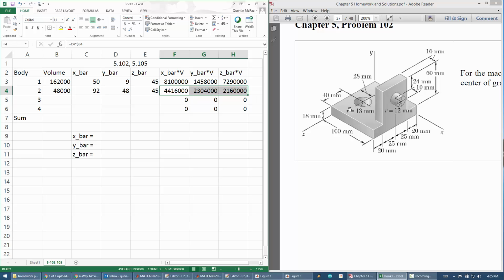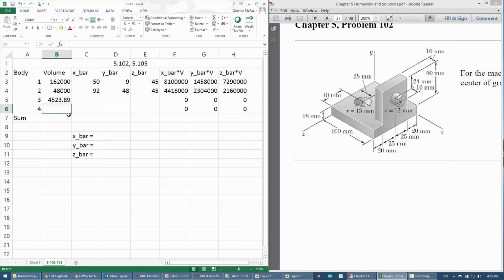Now let's look at body 3, and notice this already populated for us, which is awfully nice of Excel. Thank you. And let's look at body 3, this little cylindrical thing sticking out. The volume of a cylinder is the area times its thickness, right? So it's going to be pi, that's how you do pi, is pi parentheses parentheses, times r, which is 12 squared, times the thickness, which looks like 10.